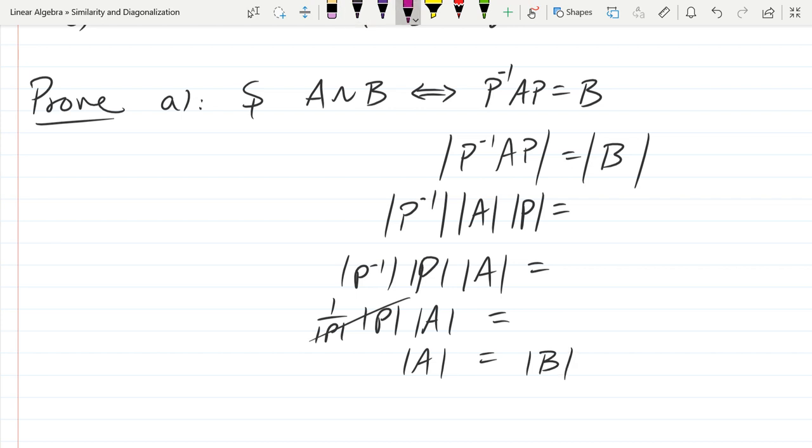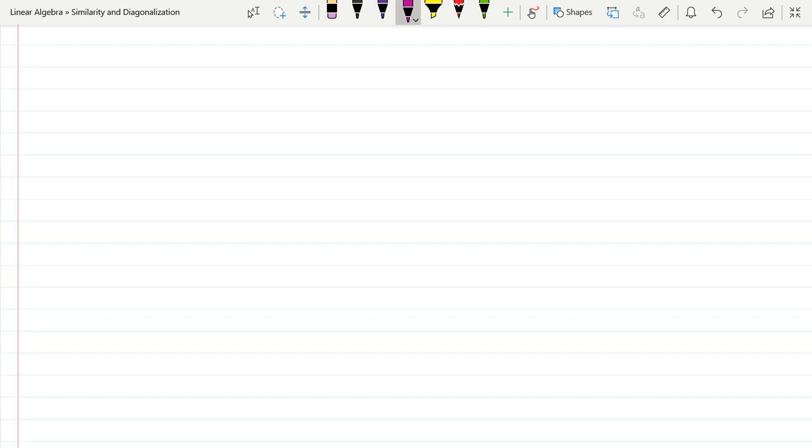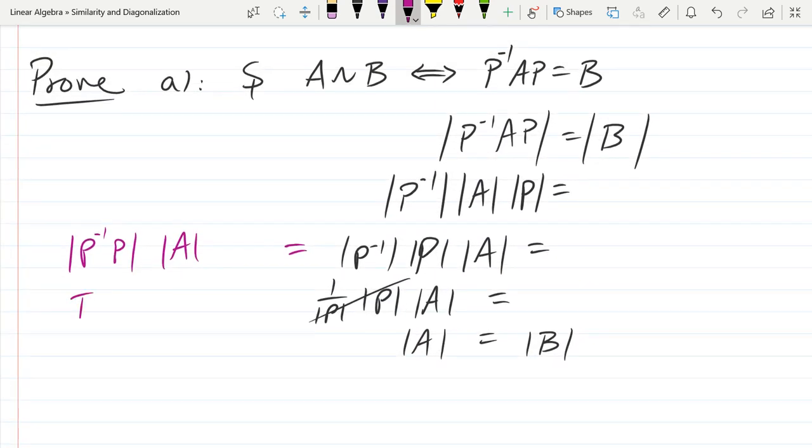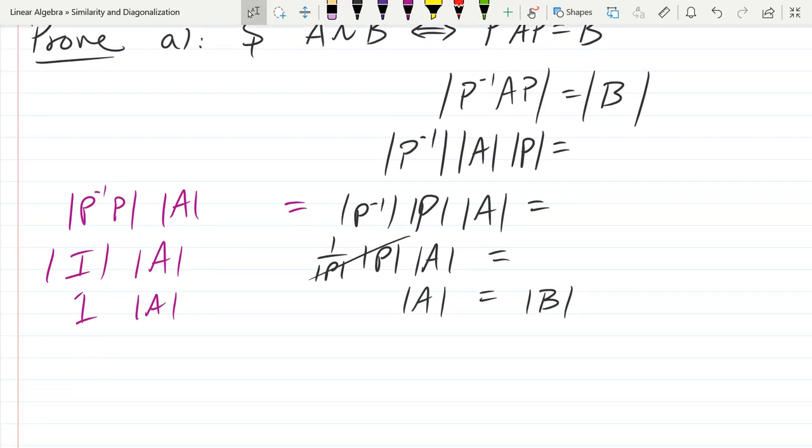There's another way you could go instead. I'll just shift gears with this purple marker here. So the property I just used is multiplying outside determinants is the same as multiplying inside determinants. And what is P inverse times P? That's identity. So that's determinant of the identity. What is the determinant of the identity? It is 1. So we get 1 times determinant of A. So that's determinant of A. So you can go that way as well. So whichever way you like.